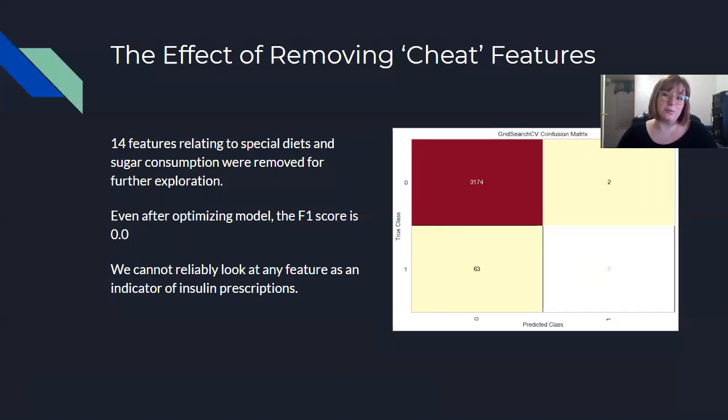I was disappointed by this, but then I realized that this is really underscoring the importance of sugar in predicting whether somebody takes insulin or not. It's a case of having no result is actually still a result.